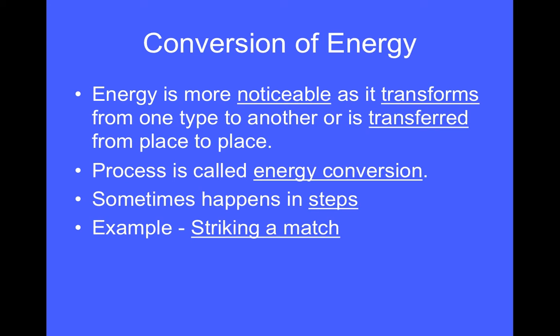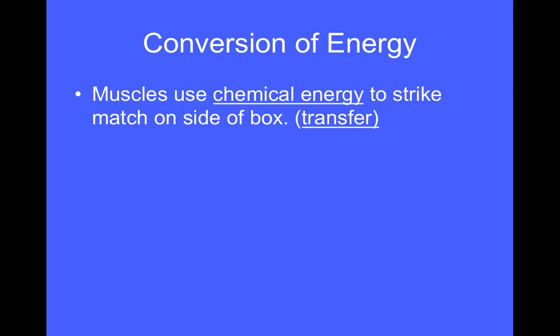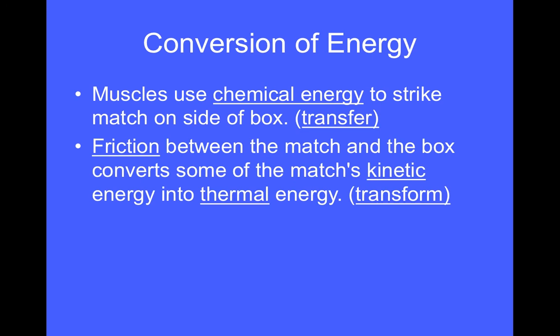So when we hold the match in our hands, the first thing that happens is that our muscles use the chemical energy inside of those cells to help us strike the match on the side of the box. So the muscles contain the energy, and it transfers some of its energy to the match to make it move. Now, friction builds up between the match and the box, and what that does is it takes some of the kinetic energy that the muscles have given to the match, and it transforms it into thermal energy. So we get a transformation taking place.